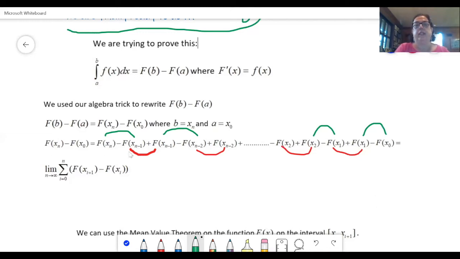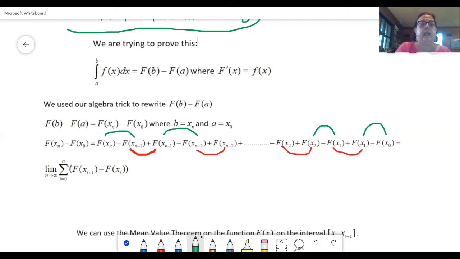That lets us express this long sum in sigma notation. When i is 0, we have f of x sub 0 here and f of x sub 1. f of x sub 1 minus f of x sub 0. When i is 1, we have this group. f of x sub 2 minus f of x sub 1. And we go all the way to here.